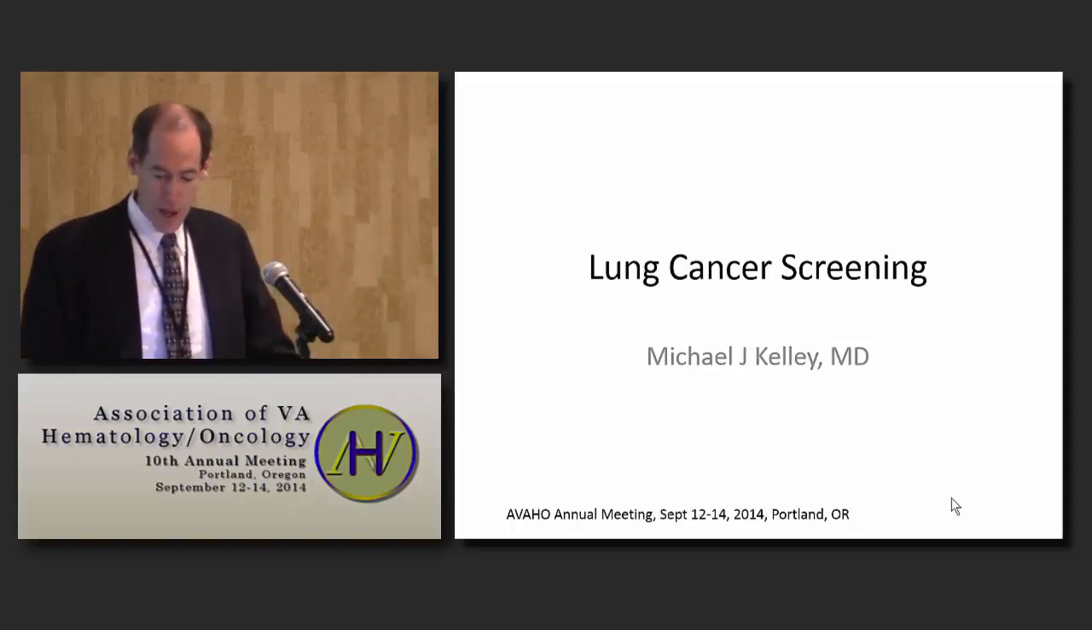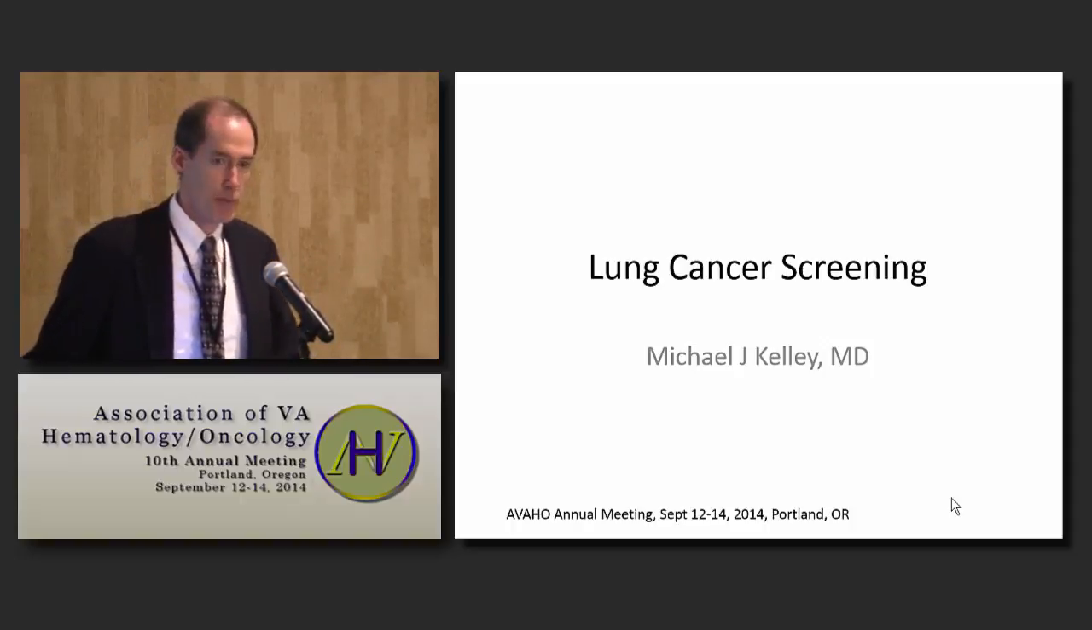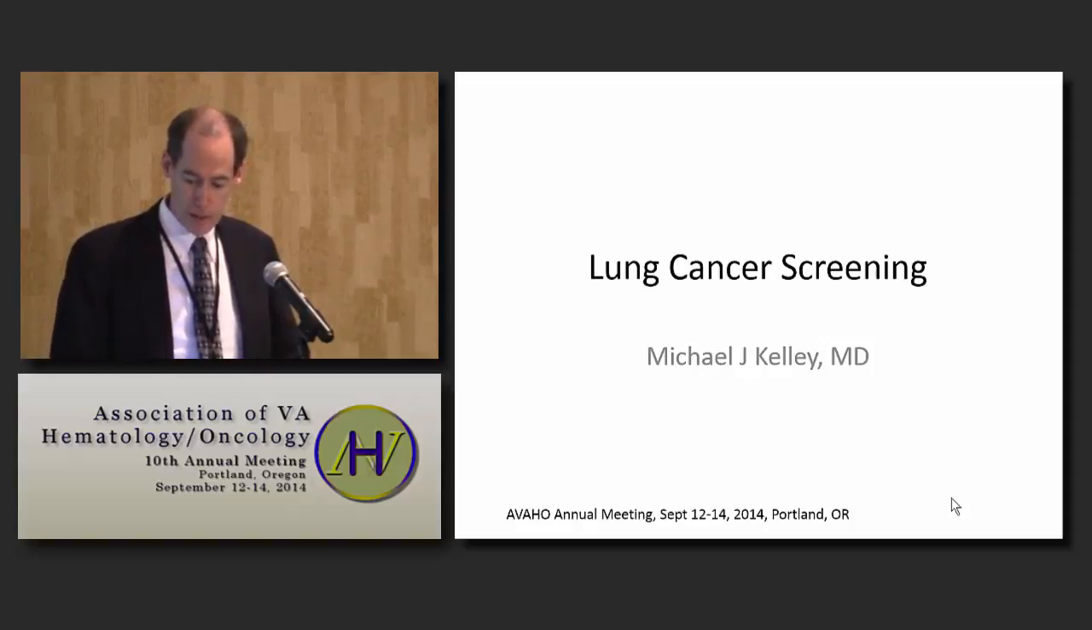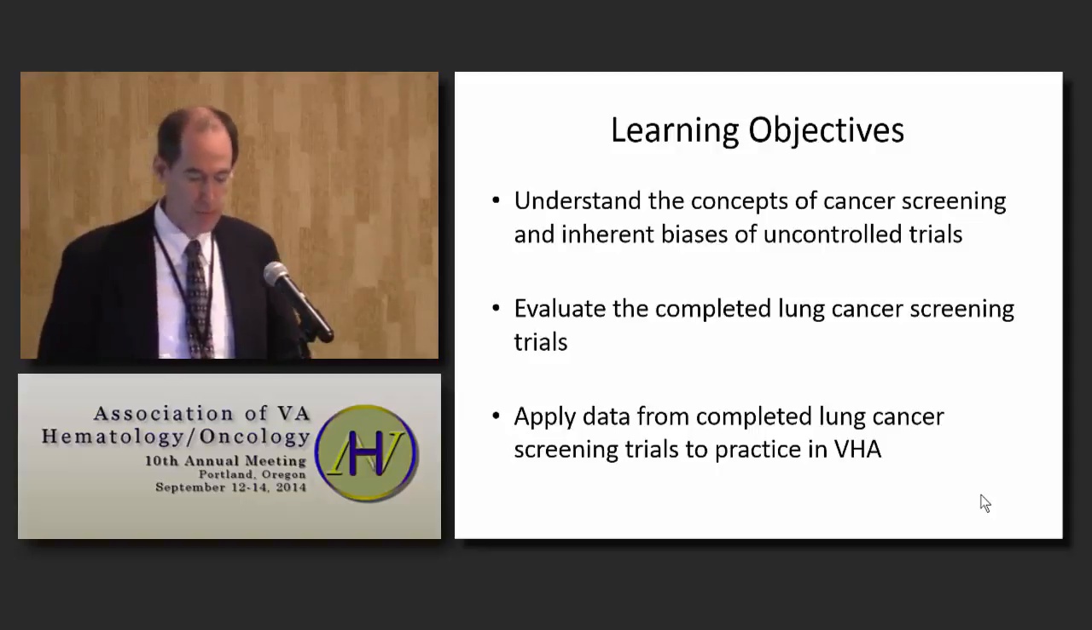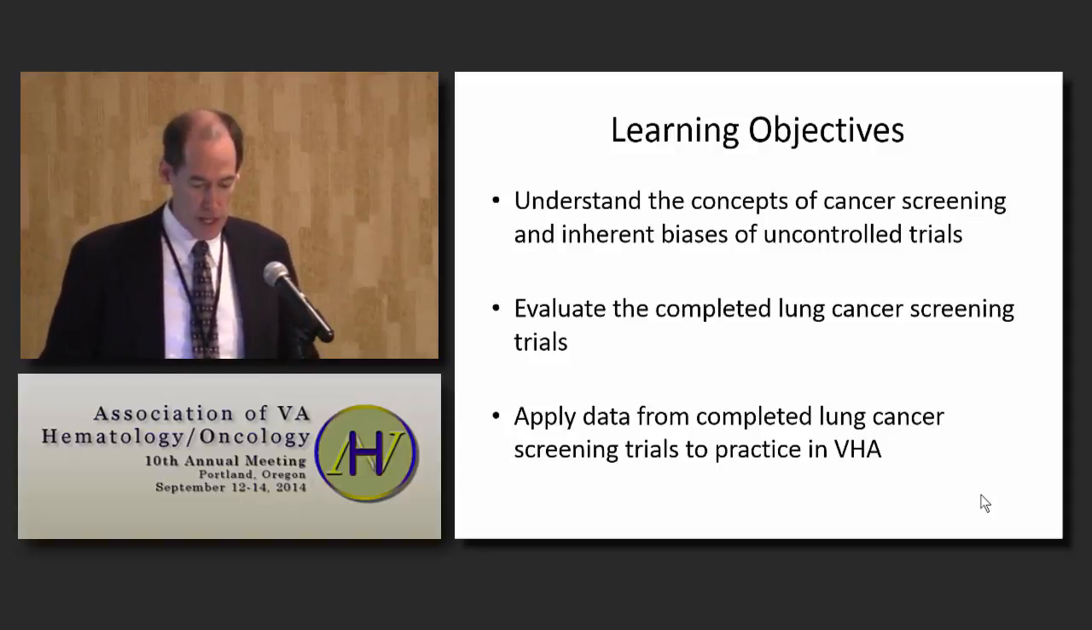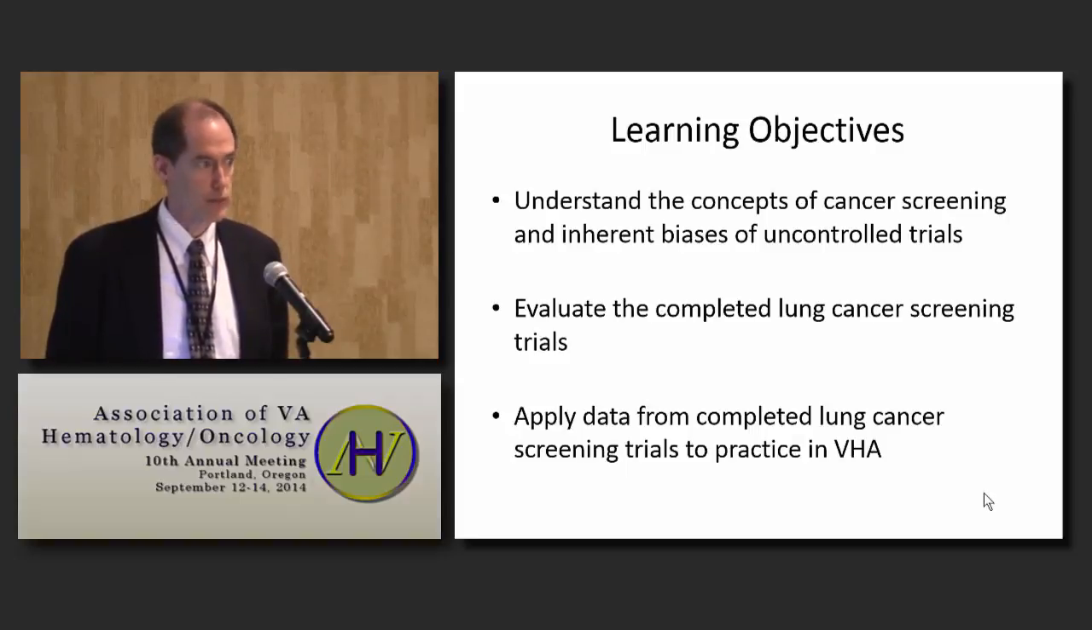Okay. So I actually am not going to talk about research. I'm going to talk about lung cancer screening. The learning objectives are shown on this slide. First, we're going to understand the concepts of cancer screening and inherent biases of uncontrolled trials. We can evaluate the completed lung cancer screening trials and apply the data from the completed lung cancer screening trials to practice in the VHA.